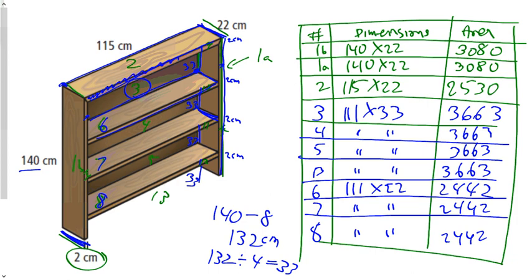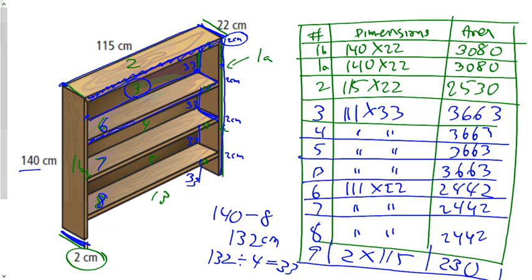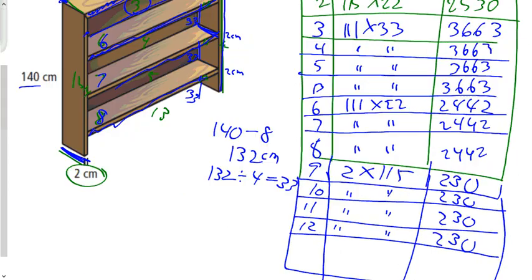That trim right there. If I think about the width, that's 2 centimeters by 115. So I'll put a 9 here. It's going to be 2 by 115, which is 230. And how many of those do I have? I have 1, 2, 3, 4. So I would have those.